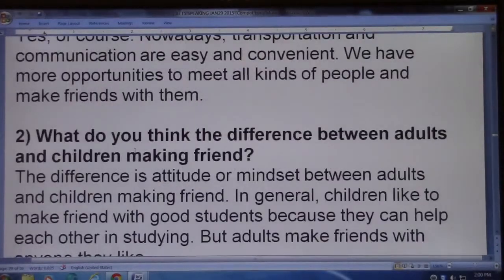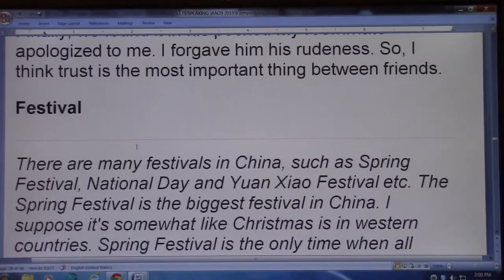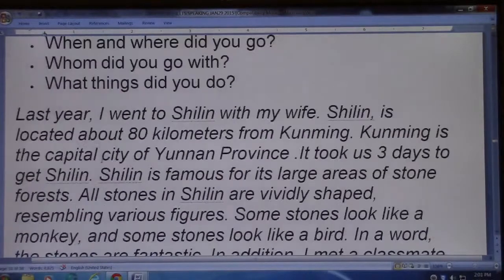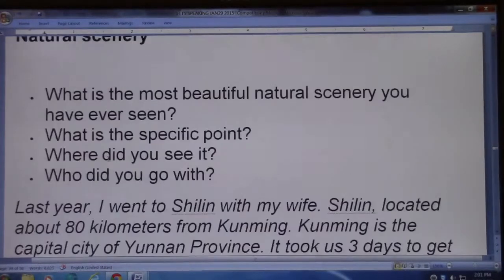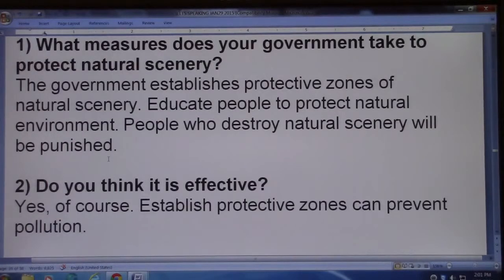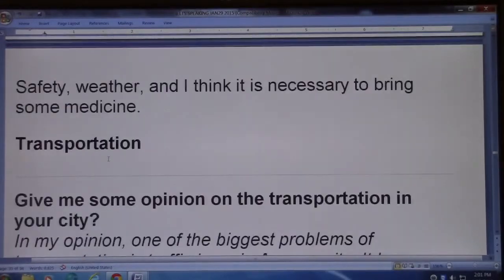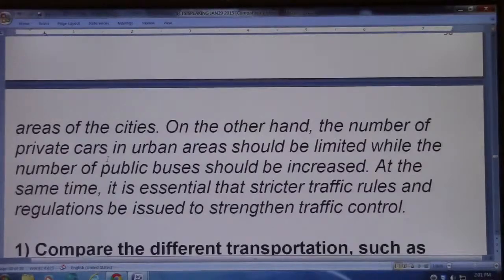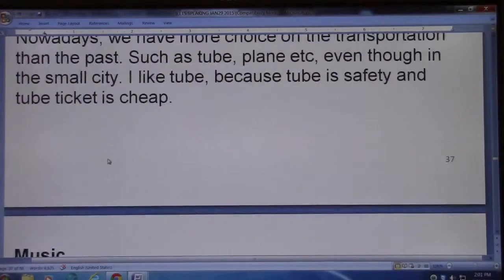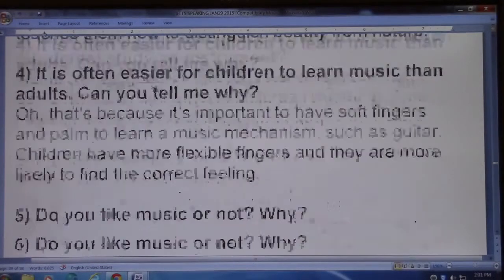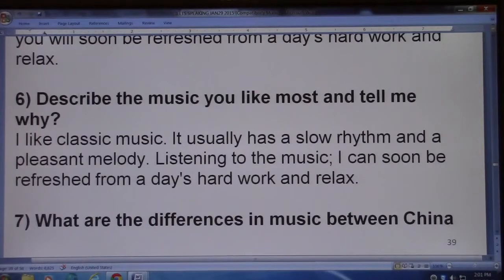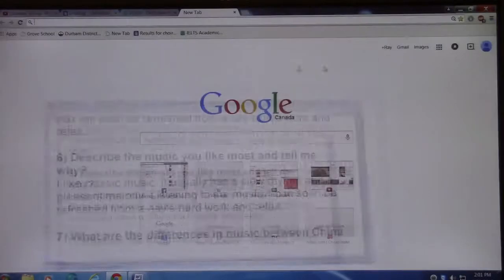And then these are some sample answers. About friends and friendship, we talked about it. So as you see, festivals in your country, it could be about carnivals and festivals. It could be about traveling. So it could be about any of the major topics that we have discussed and we do discuss. Transportation is a major topic for IELTS. Music is a major topic. So what we do is we cover all the topics.